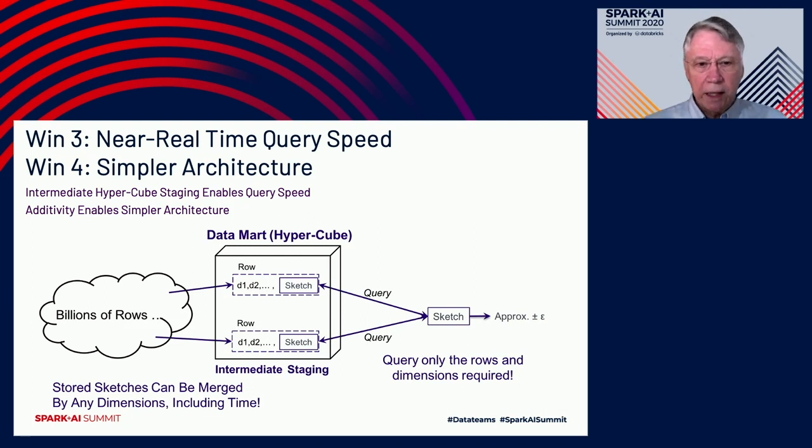And now the query engine, which is on the right, can query and choose based on the predicates of the database which rows it wants to query and merge those into the final answer, which appears on the right. And these sketches, of course, can be merged by any dimensions, including time, and that's all a choice in the query on the query side of this space.